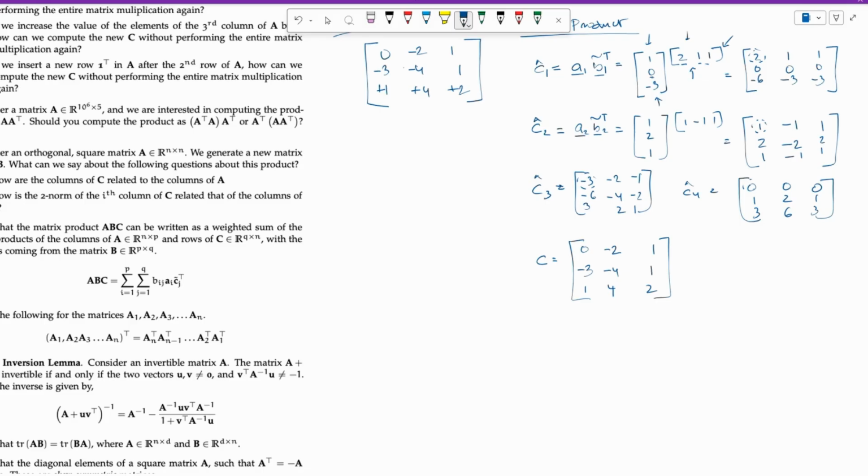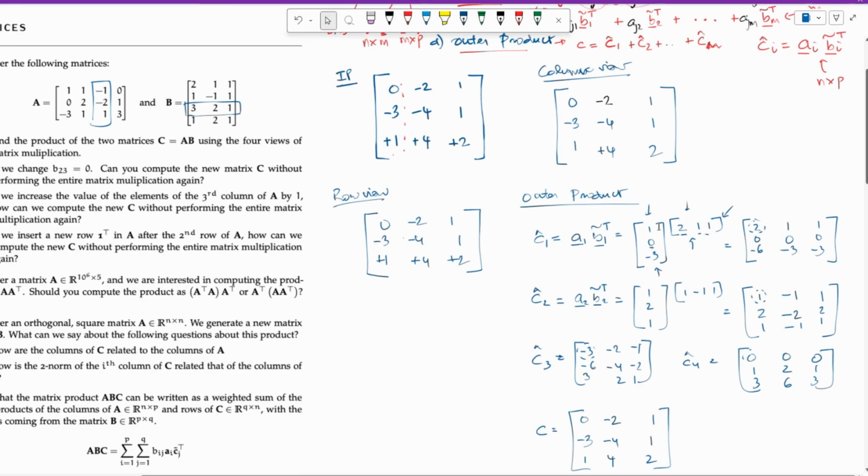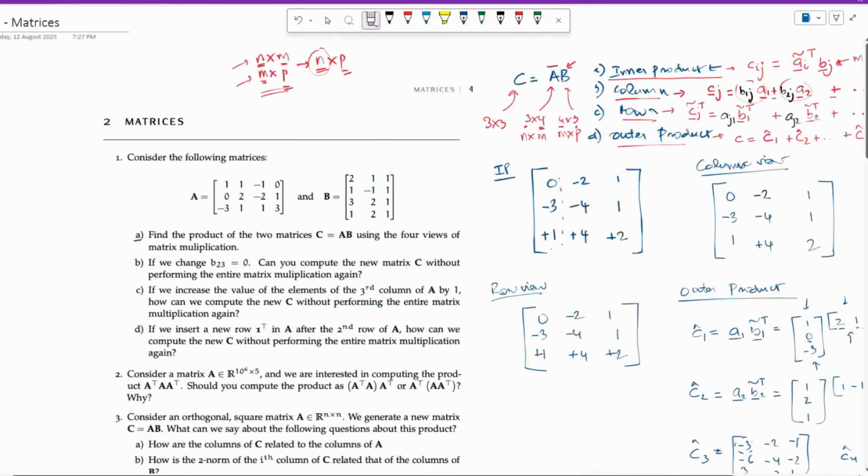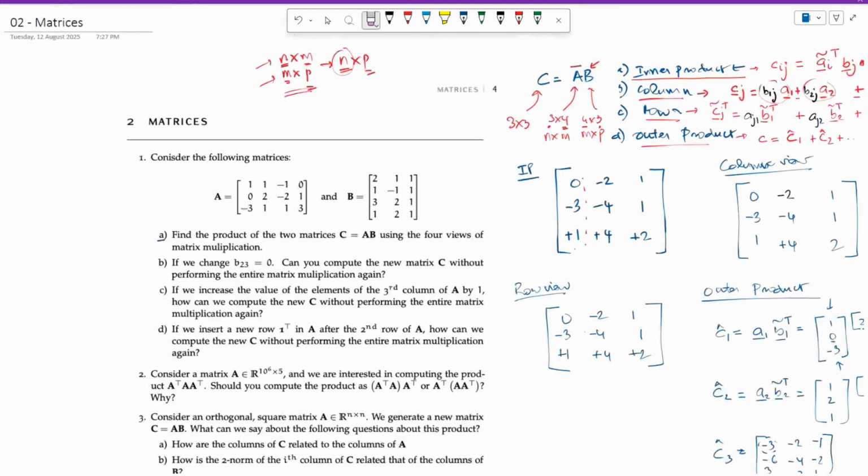So those are the 4 views. Okay? I hope that sticks now. And I hope that you will remember the 4 views and how to compute them. So that is the first problem, at least the first part of the first problem. Now look at the second one.